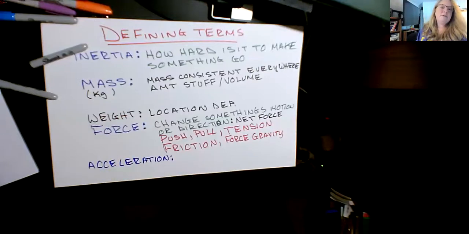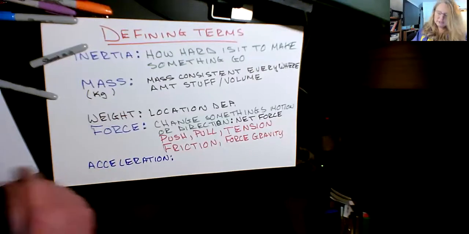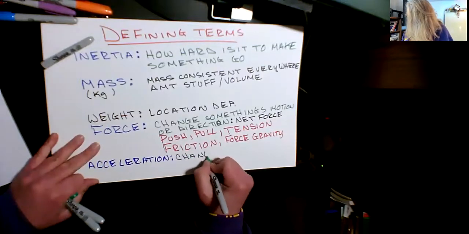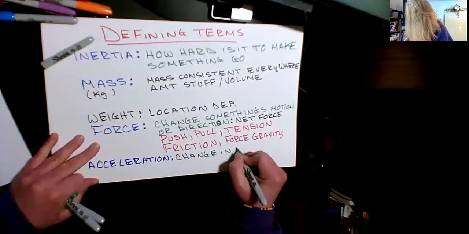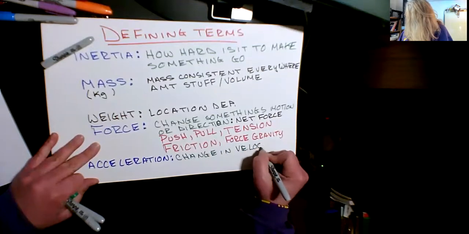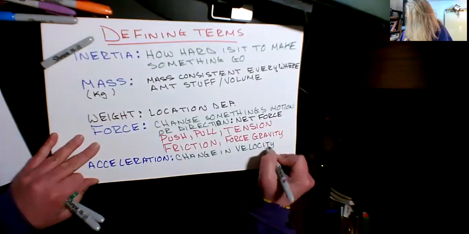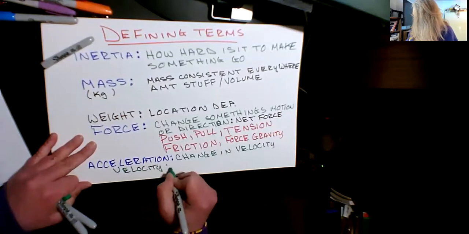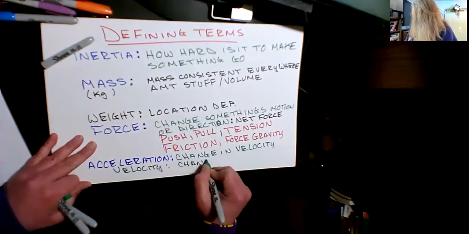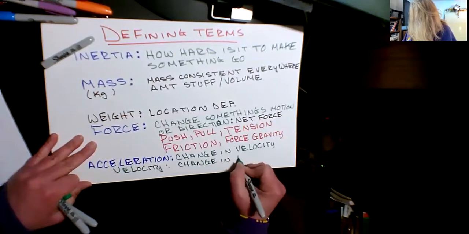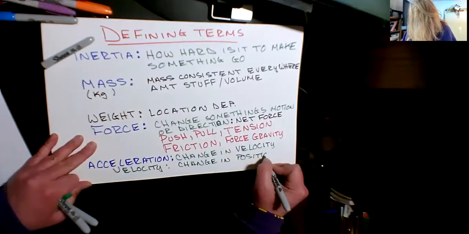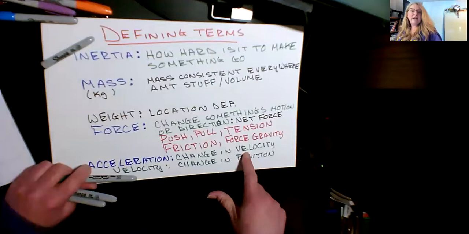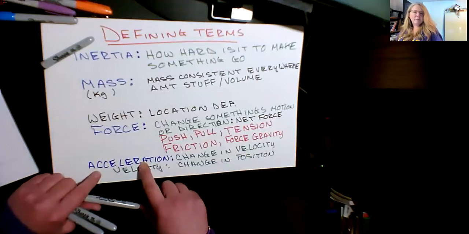I'm going to come back and add units to those in a second. So acceleration is a change in velocity. A change in velocity. And velocity is a change in position. Change in position. So if I'm moving down the road and I speed up or slow down, I have some sort of acceleration.